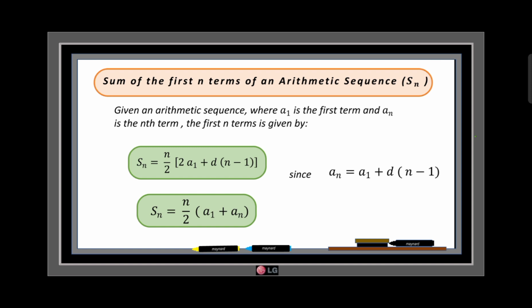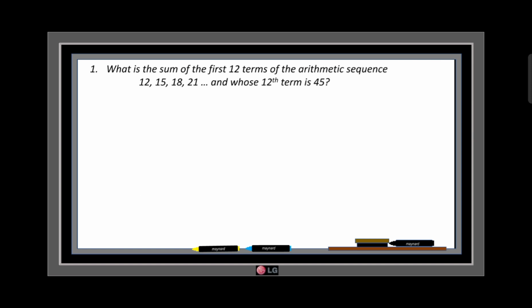Okay, so let me show you some examples. Example number 1: what is the sum of the first 12 terms of the arithmetic sequence 12, 15, 18, and 21, and whose 12th term daw is 45?